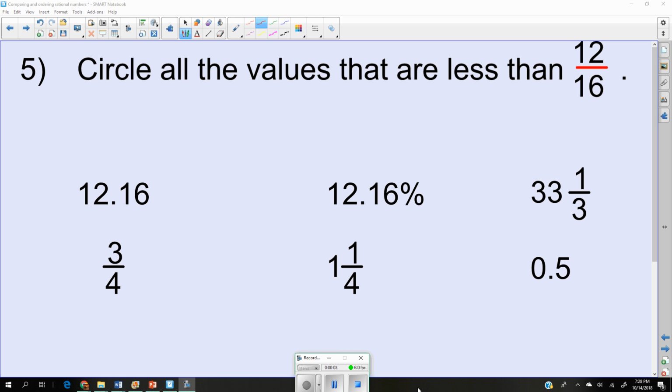All right, moving on to number 5. And it says circle all the values that are less than 12/16. Circle all of them. That means there's more than one answer, and we're looking for something or those that are less than 12/16. And as we look at all of these, okay, we can see this one's good. 12 and 1600ths is good.